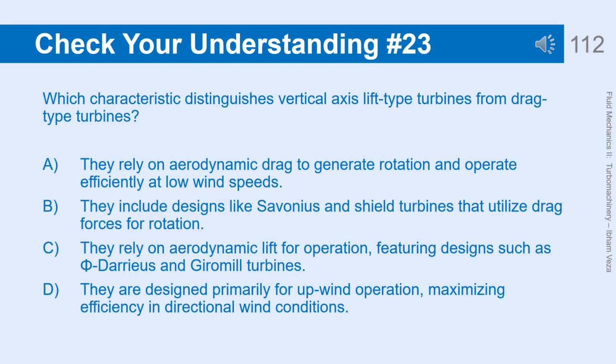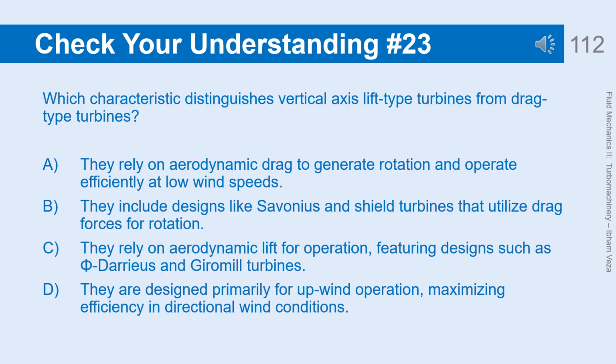Correct answer: C. They rely on aerodynamic lift for operation, featuring designs such as Darrieus and Gyromill turbines. Explanation of incorrect options. Option A. This describes drag-type turbines, not lift-type turbines. Lift-type turbines rely on aerodynamic lift rather than drag for rotation.